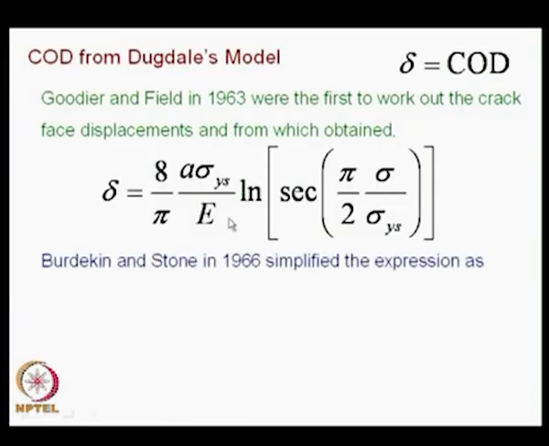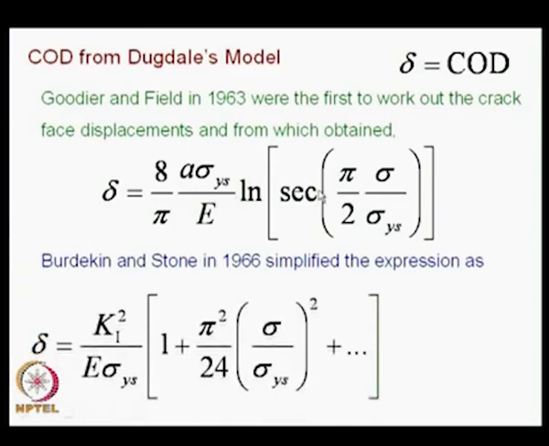This expression was simplified in 1966, 3 years later, by Burdekin and Stone, and expressed as a Taylor series: delta equal to K1 squared divided by E into sigma ys multiplied by 1 plus pi squared by 24 into sigma by sigma ys whole square plus so on and so forth. So, if you consider that the second and the higher order terms are small, delta can be approximately related to K1 squared divided by E into sigma ys.